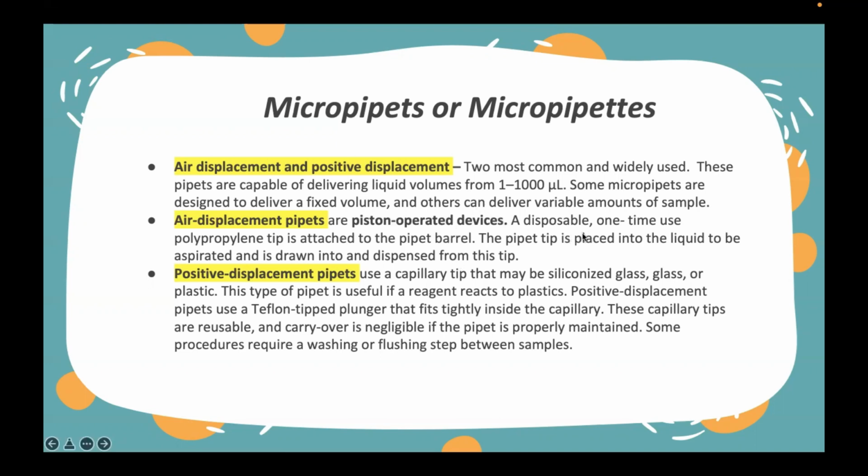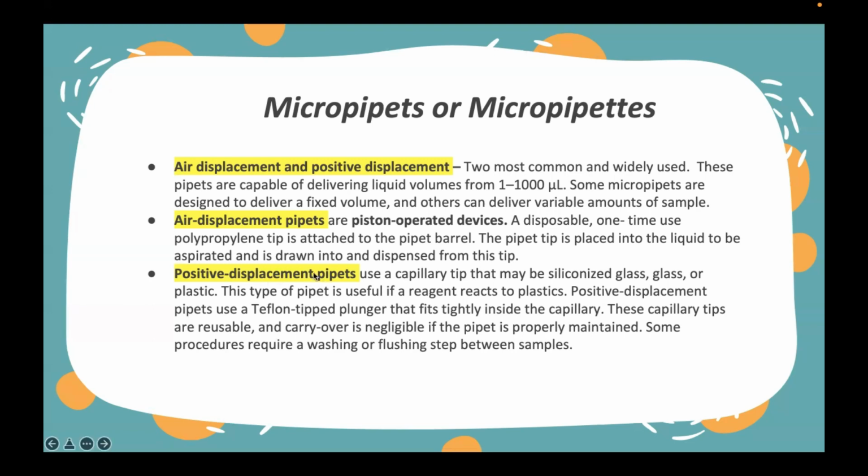A disposable one-time use polypropylene tip is attached to the pipette barrel. So yung mga pinakita ko po sa lecture part natin na pipette tips, they are all made of polypropylene. Plastic siya pero ang pinaka-material niya is polypropylene. The pipette tip is placed into the liquid to be aspirated and is drawn into and dispensed from this tip.